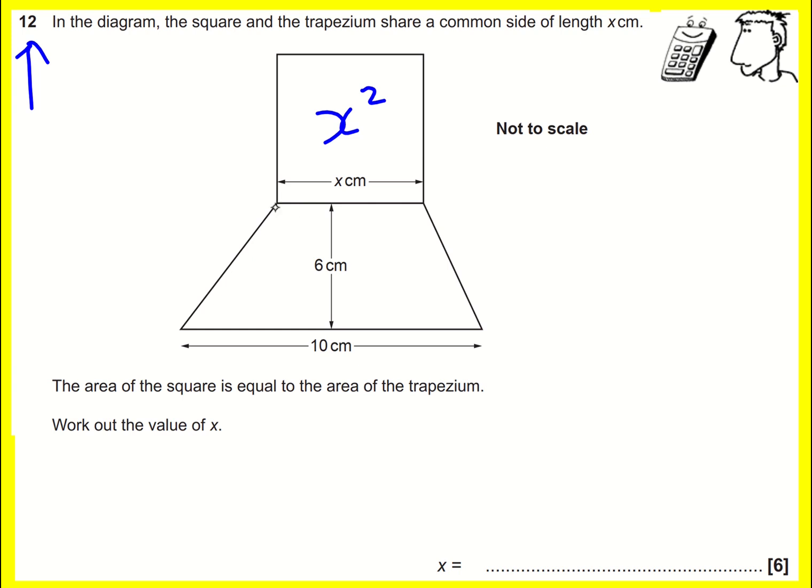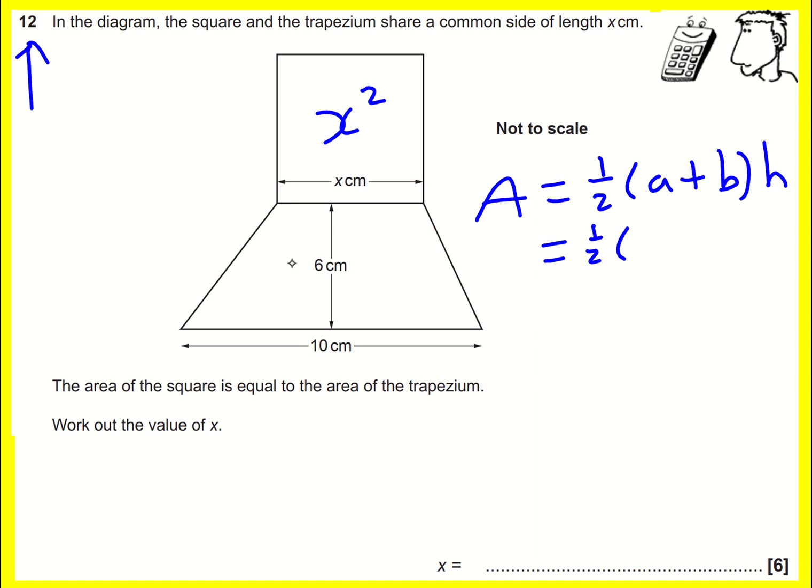And then the trapezium, well, you need to know the formula for a trapezium, that it's a half (a plus b) multiplied by h. I'm not going to go into where that comes from right now, but in this case, it's going to be a half. A is one of the parallel sides. It's normally the smaller one. It doesn't matter really. B is the other one, say 10, and then we're going to multiply that by 6.